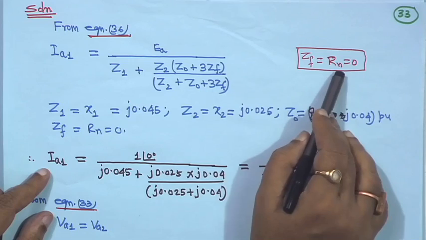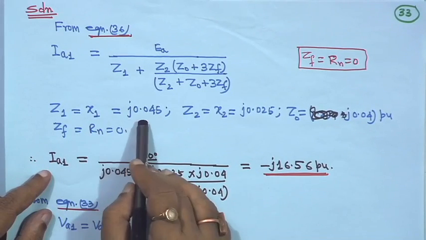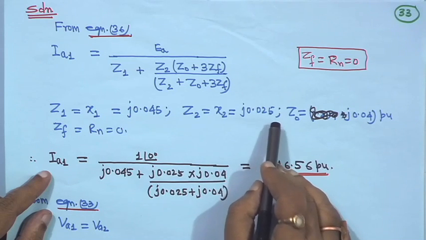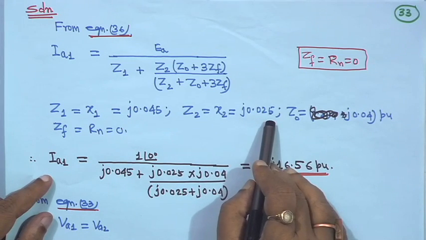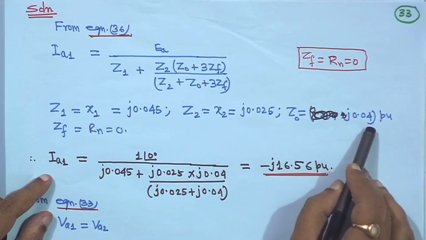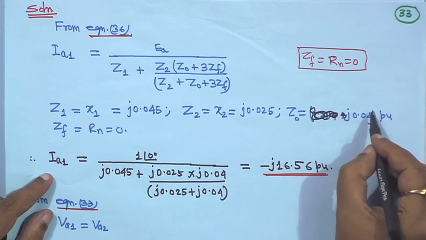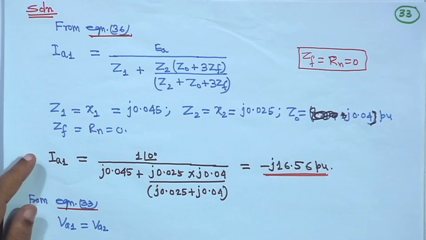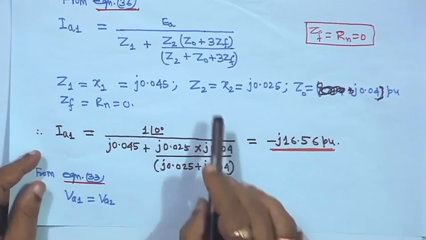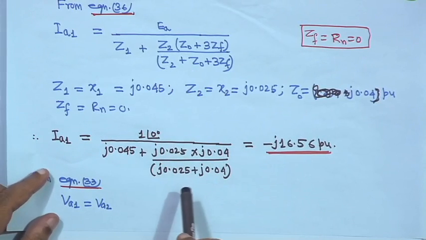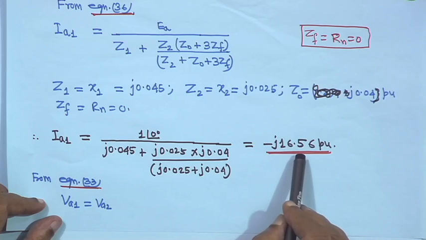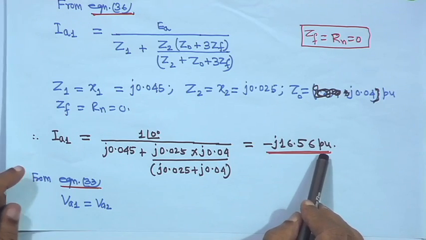So this is 0, and Z 1 is equal to x 1, that is J 0.045, Z 2 is equal to x 2, that is J 0.025. These are all parameters from the previous example, and Z 0, as R n is equal to 0, is just J 0.04 per unit, and Z f is equal to R n, which is equal to 0, this is given. So, if you substitute all these parameters here, you will get I A 1 is equal to minus J 16.56 per unit, this is the positive sequence current.